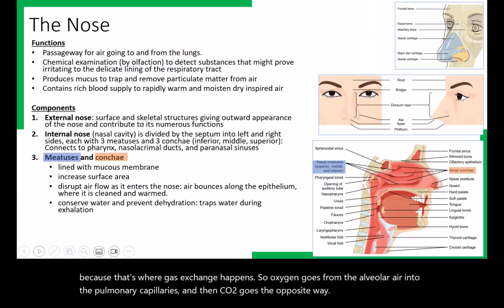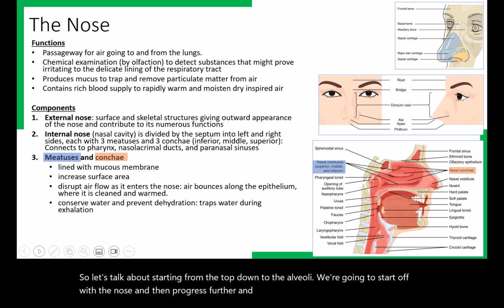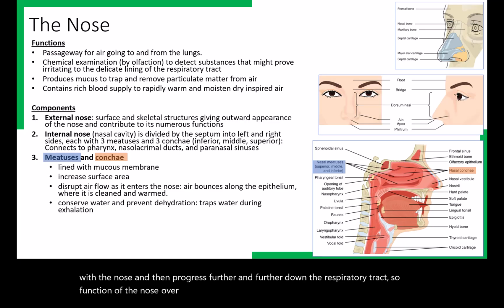So let's talk about, starting from the top down to the alveoli. We're going to start off with the nose and then progress further and further down the respiratory tract. So function of the nose over here, passageway for air going in and out of the lungs. This is where the sense of smell or olfaction happens.